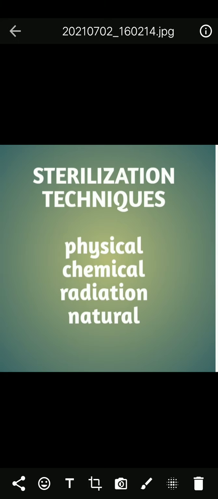And after that, an important topic: sterilization techniques. I will just touch on it, because you already learned it clearly in microbiology. What is sterilization? Sterilization is a process by which an object becomes free from all microorganisms. By sterilization, pathogenic organisms will be destroyed. The process by which pathogens as well as spores and viruses are destroyed is called sterilization.